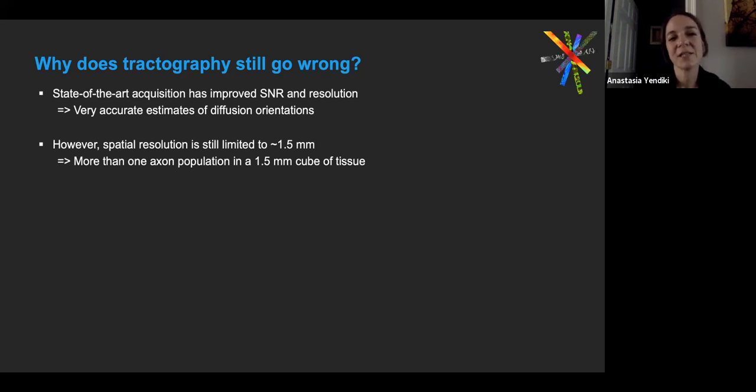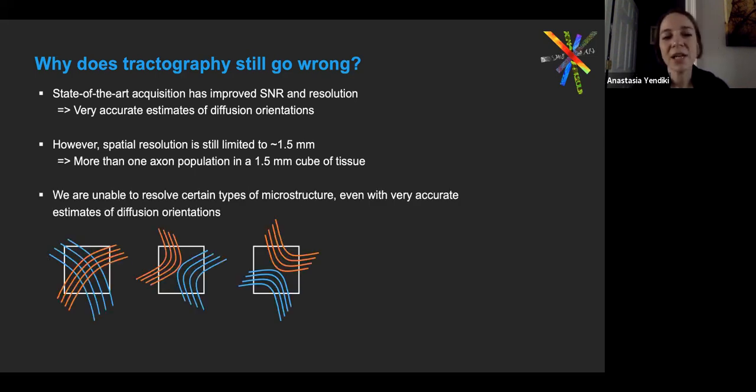And the reason is that the spatial resolution is still in vivo limited to, at best, about 1.5 millimeters. And there will typically be more than one axon population in a 1.5 millimeter cube of tissue. And we are still unable to resolve certain types of microstructure, certain types of fiber configuration, even with very accurate estimates of diffusion orientations. So all of these three different configurations that I show on the left will give us an orientation distribution function that looks similar to this.